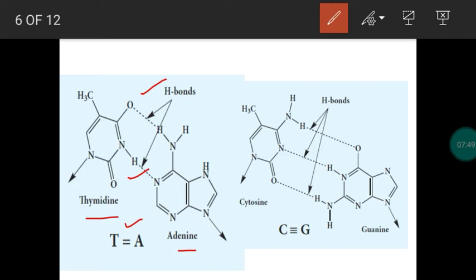At the same time, take the remaining two nitrogenous bases, cytosine as well as guanine. Between them, three hydrogen bonding interactions will be there. So C triple bond G represents what? Three hydrogen bonding interactions will be present between the nitrogenous bases.